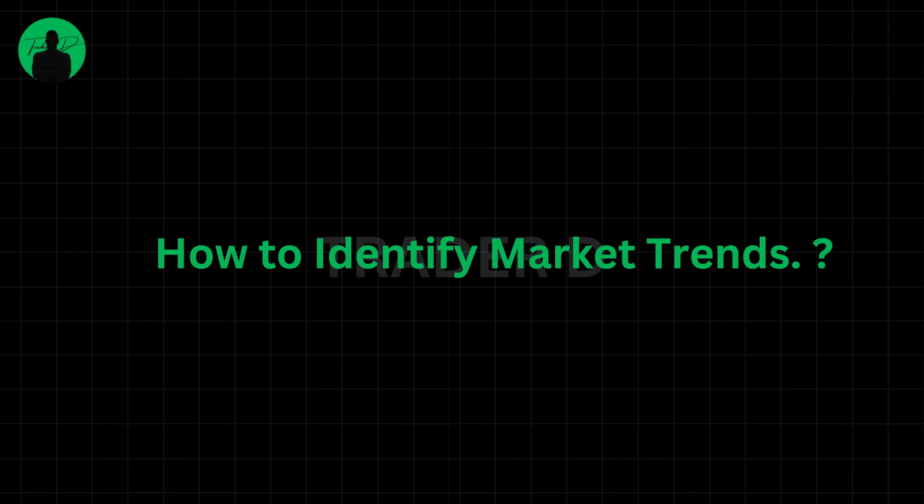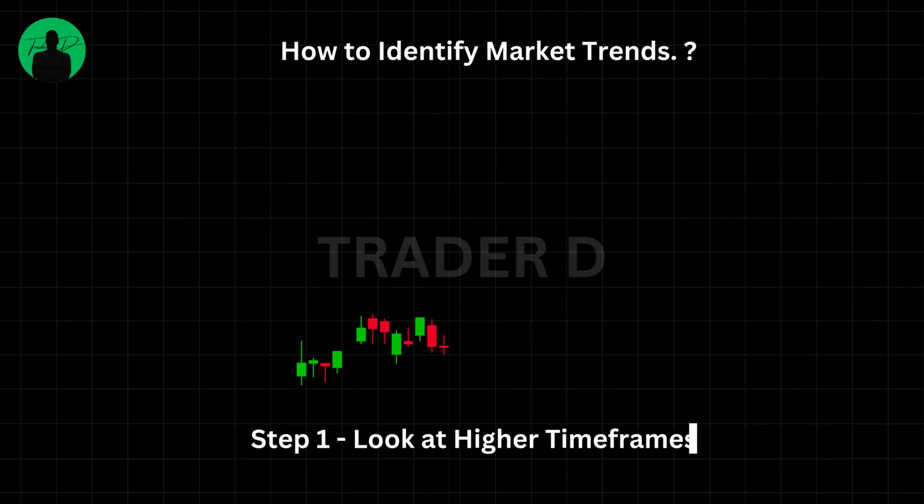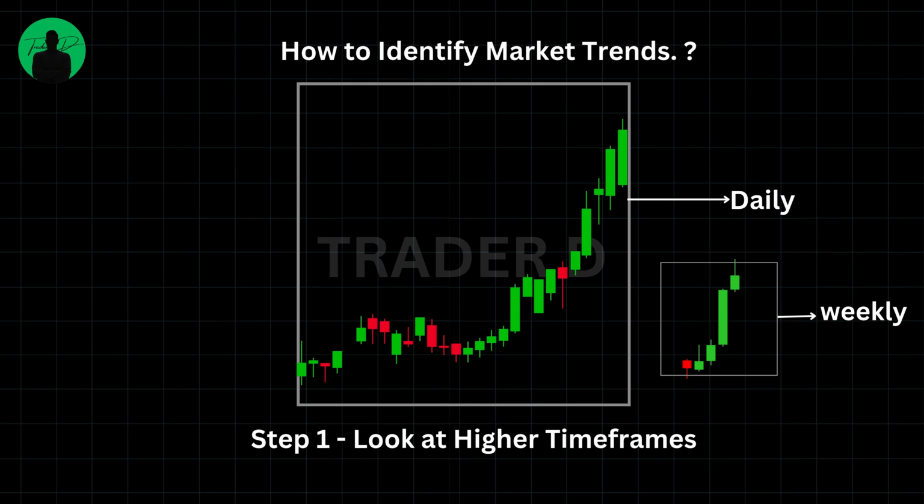How to identify market trends? So how do I find the trend? Here are 3 simple steps. Step 1. Look at higher timeframes. Always start by analyzing the bigger picture. Check daily or weekly charts to see the overall direction before zooming into smaller timeframes.